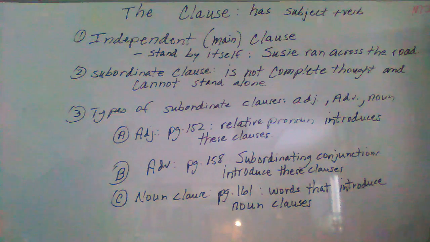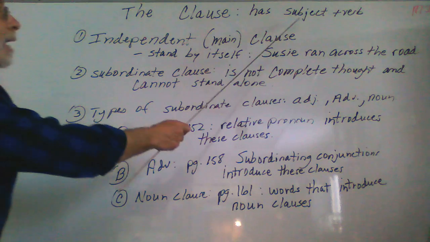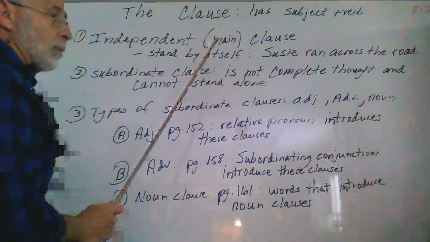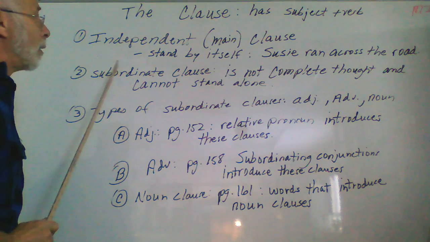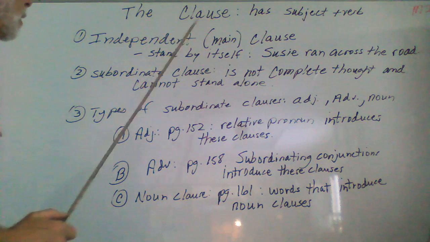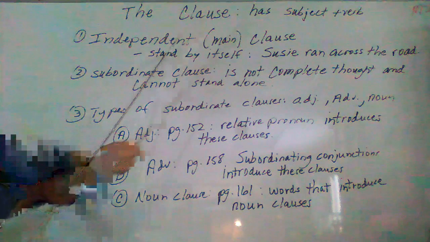Before we left on our spring breaks and everything else that went on, we had done the phrase. A phrase does not have both subject and verb. A clause has both subject and verb in its part. And there's two types of clauses. There's an independent clause, which is your main clause. It can stand by itself.